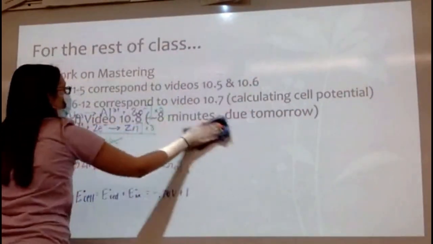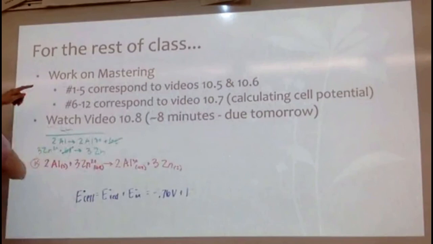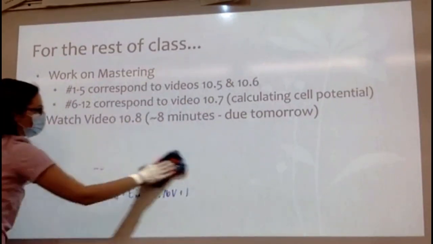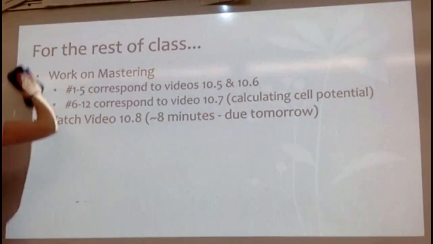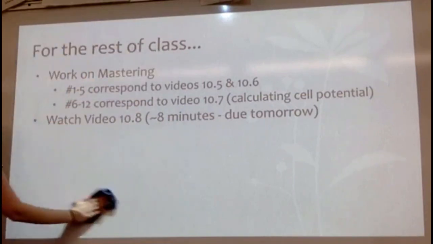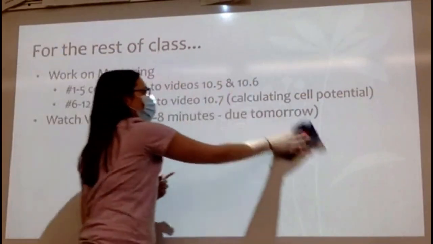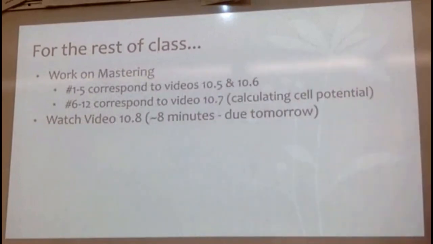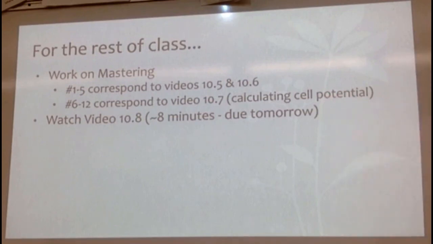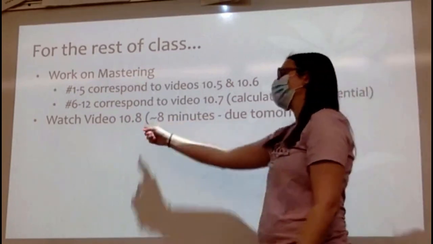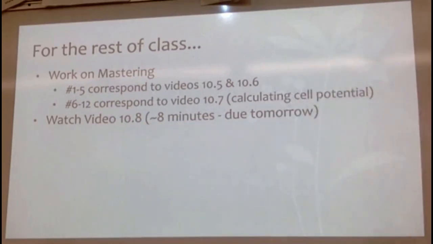And I have up here how the numbers in Mastering, the ones you can do, correspond to the videos. So 1 through 5 goes along with videos 10.5 and 10.6. That was from before break. Questions 6 through 12 go along with video 10.7. So that's looking at cell potential. So you'll want Appendix E for that. And then you won't want to do anything after number 12 because the first part is looking along at tonight's video.